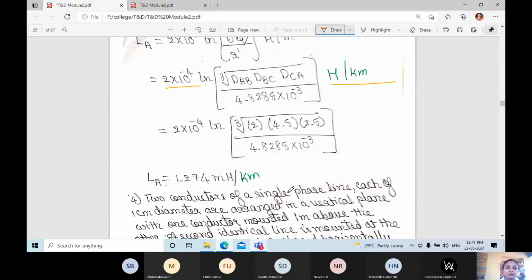You can observe 2 into 10 to the power of minus 4 ln. We have substituted all the values and you'll get LA equal to 1.274 millihenry per kilometer.